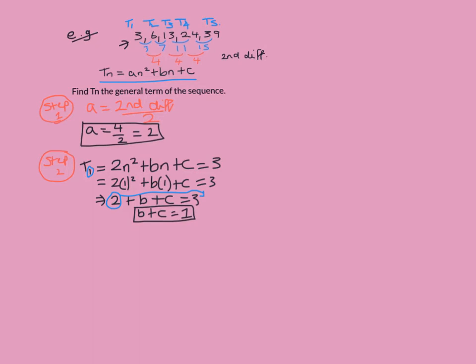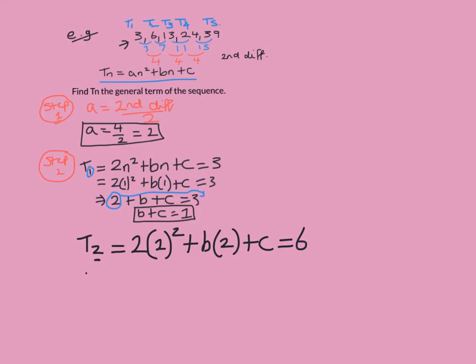Now we can use T2. So let's have a look at T2. T2 is equal to 2. We know that we can replace that n with 2, because that's what we have here. 2 squared plus b by 2 plus c. And I need to look back up here and see what our second term was, which was 6. So I can let that all equal 6.